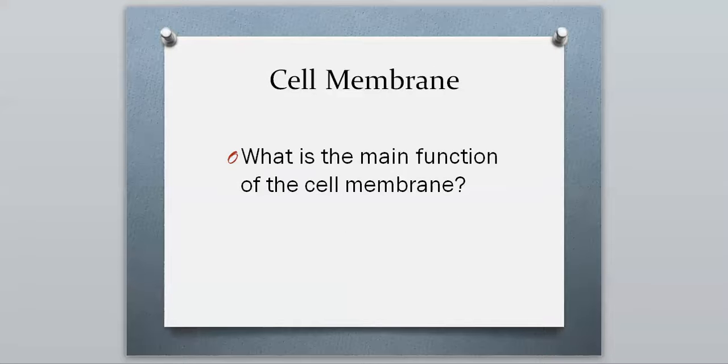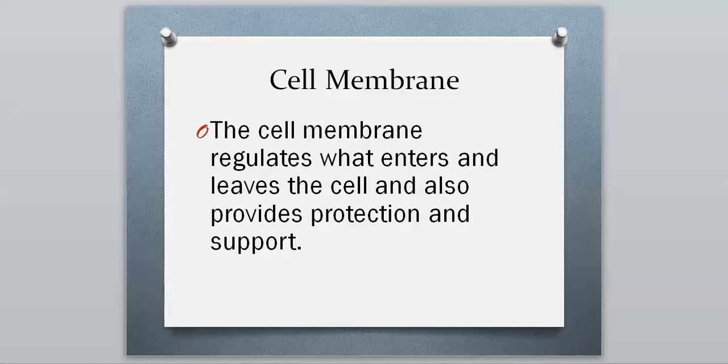So we're going to take a closer look at the cell membrane, and what is the main function of the cell membrane is what we're going to ask ourselves. The cell membrane regulates what enters and leaves a cell and also provides protection and support. So it kind of controls all the different water, all the different molecules and everything that's going to come in and out of the cell, and it also is going to provide some support.